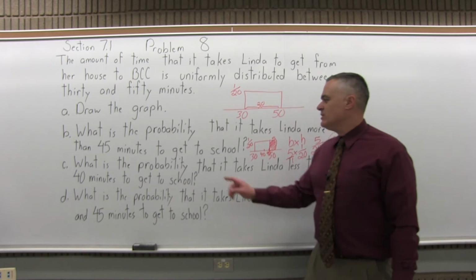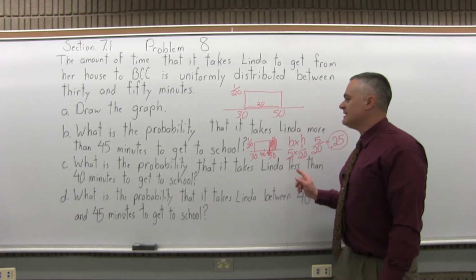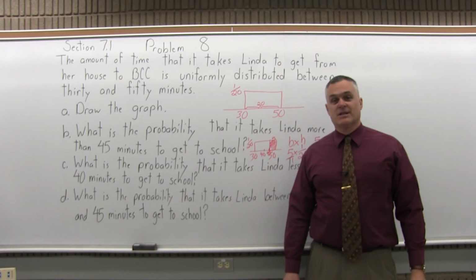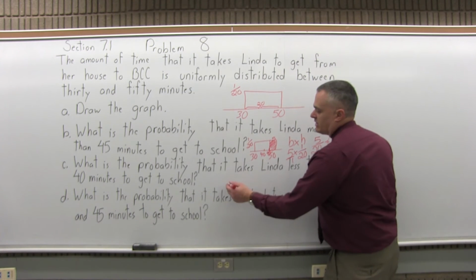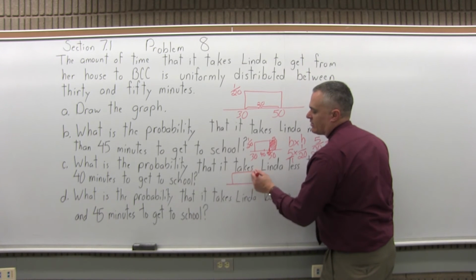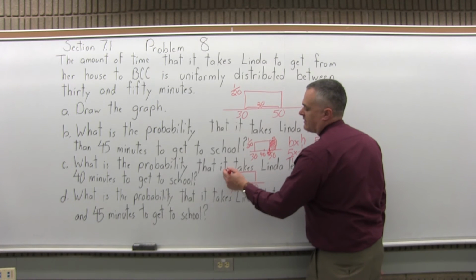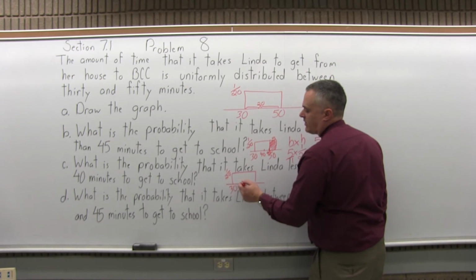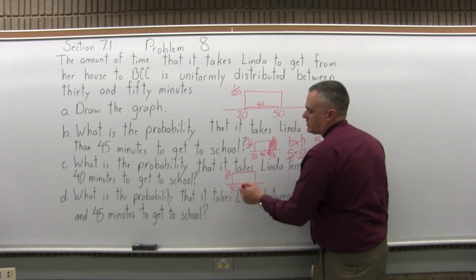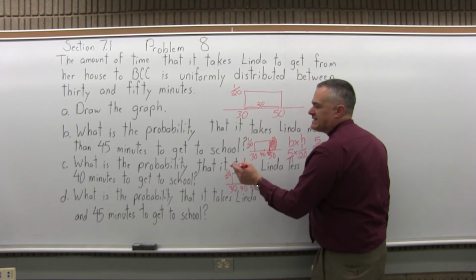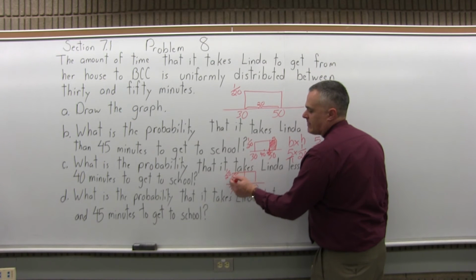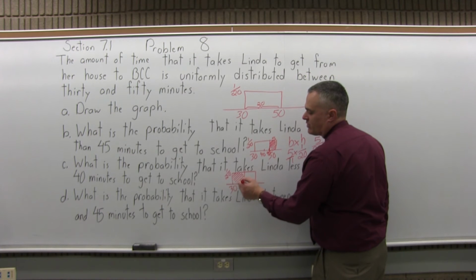Now, C, what is the probability that it takes Linda less than 40 minutes to get to school? So again, you're going to have that same basic rectangle graph that goes from 30 to 50. The height is 1 over 20. So 40 is right in between 30 and 50. So less than 40, you would be talking about the left half of that rectangle. So from 30 to 40, the base is 10.